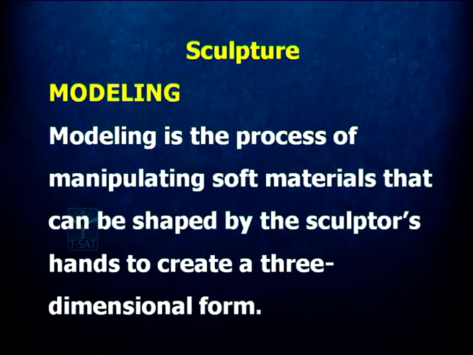Now let us see what is modeling. Modeling is a process of manipulating soft materials, which is clay largely, that can be shaped by the sculptor's hands to create a 3-dimensional form, right? So clay is a soft material if it is not dried, and you can manipulate a form, you can create a form, right? Because the artist adds materials to build the sculpture, modeling is an additive process, as I was mentioning to you.